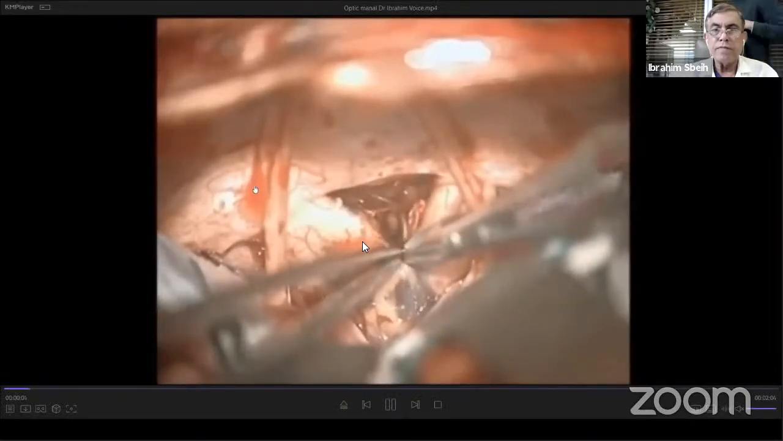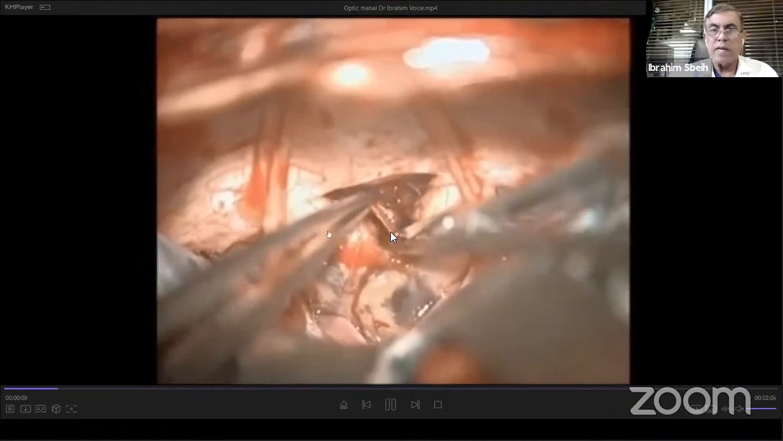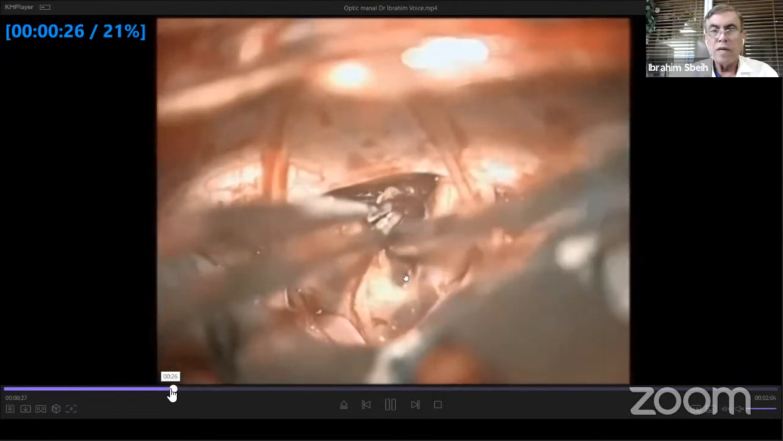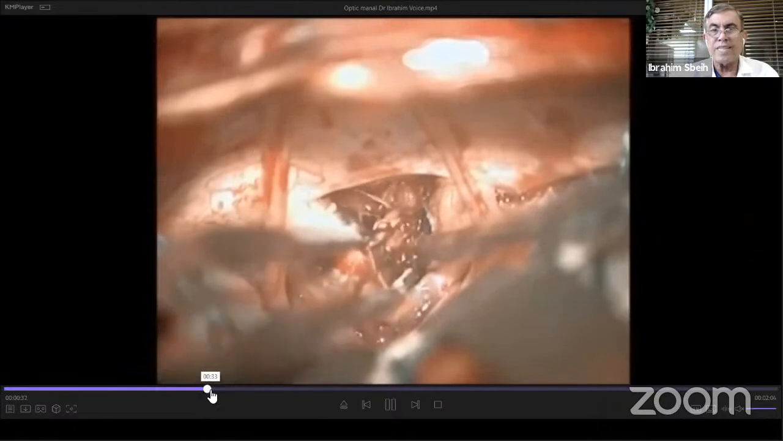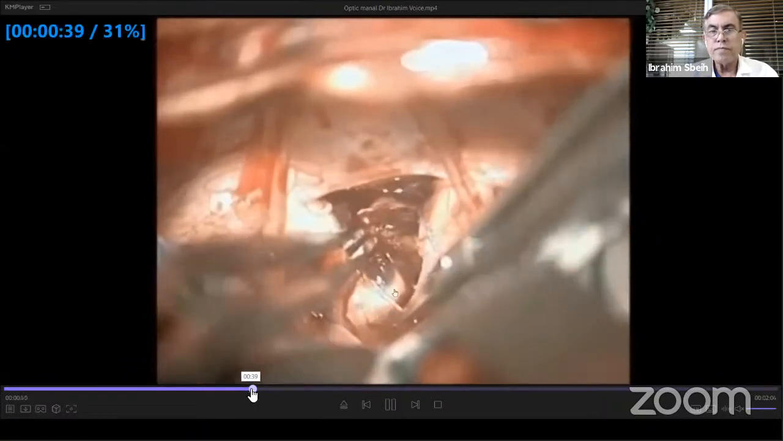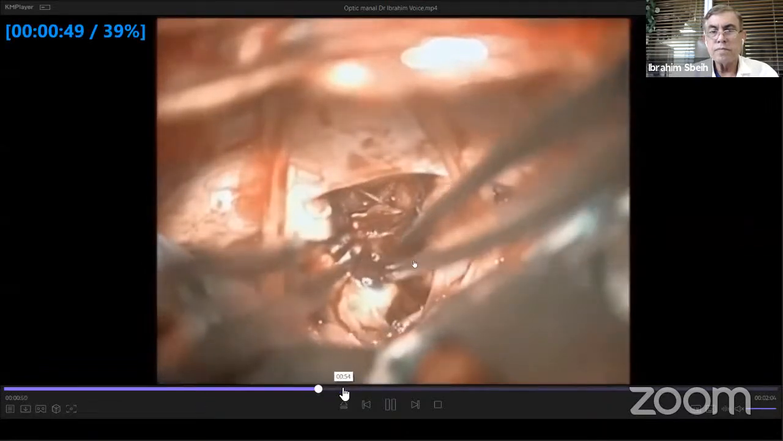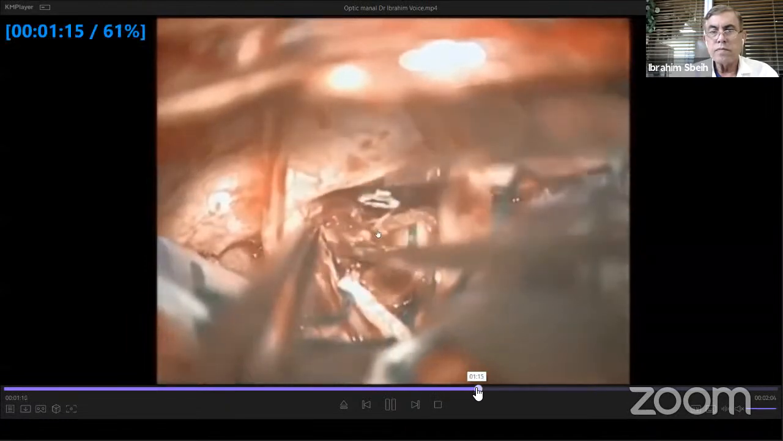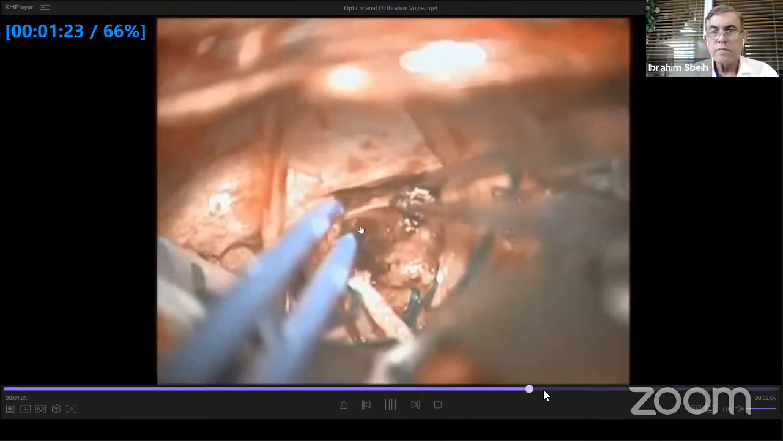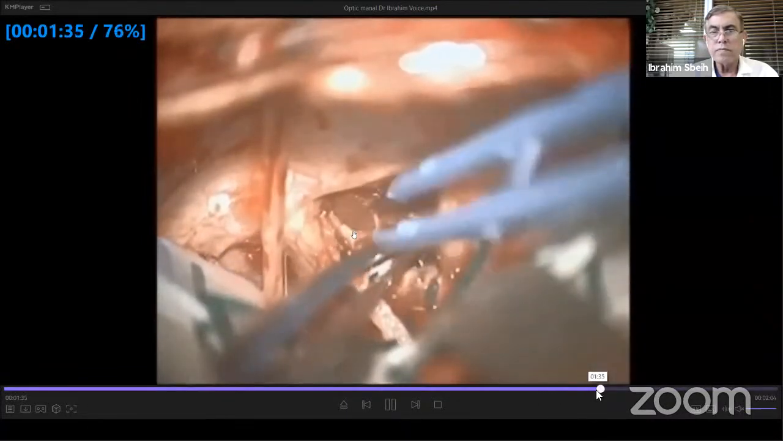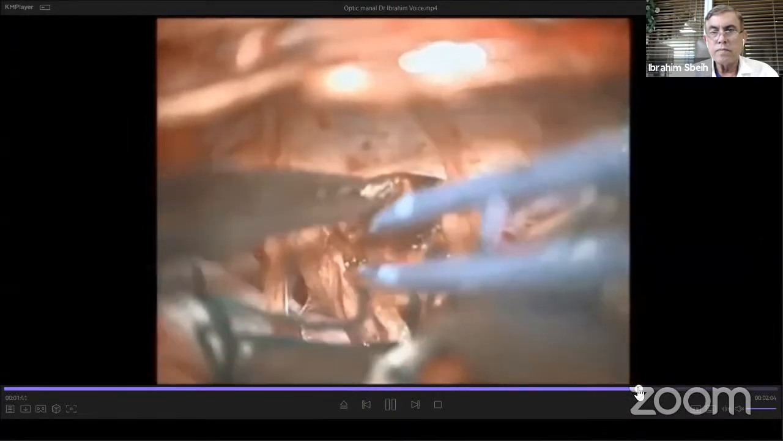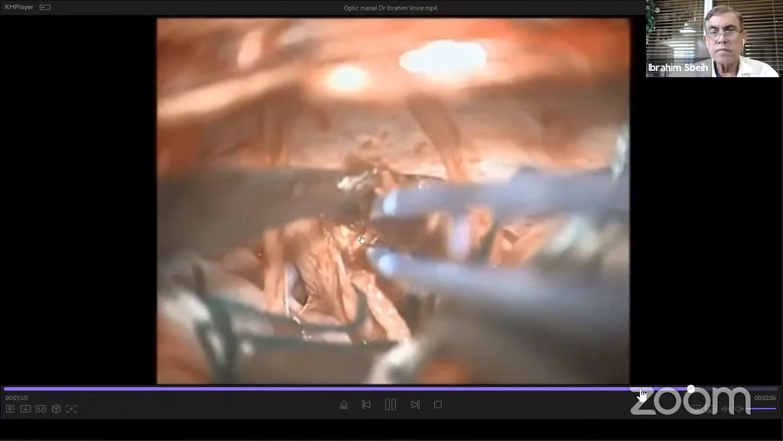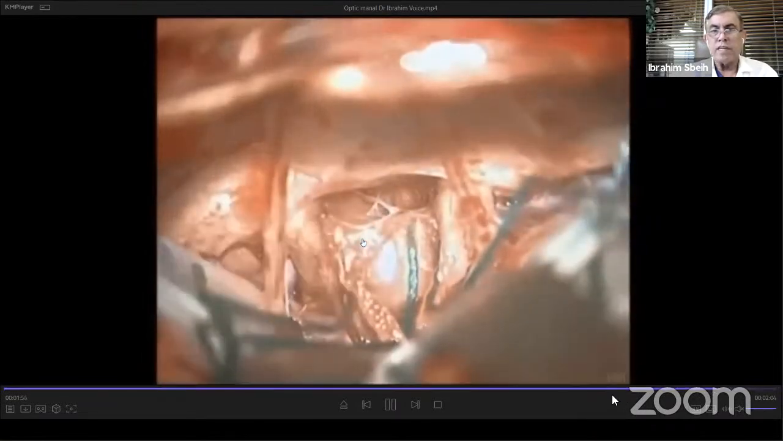I made this summary of this video so that it's quick. This is the optic chiasm. Inside the optic chiasm, there was this lesion, a very vascular lesion. I'm trying to separate it and take it out from inside of the optic chiasm. So we are separating this lesion from the inside of the optic chiasm.